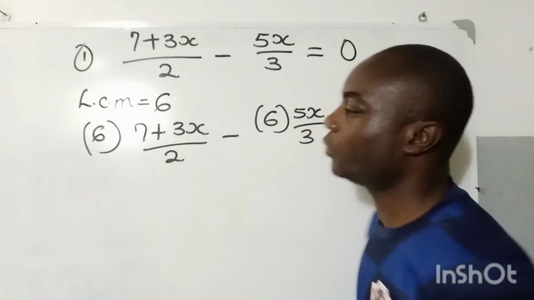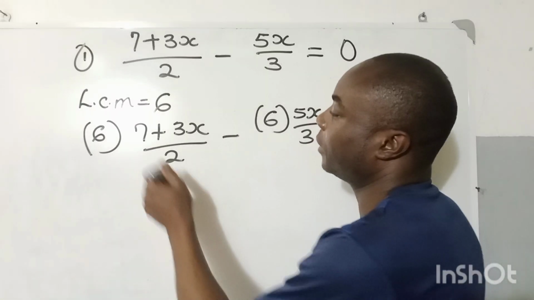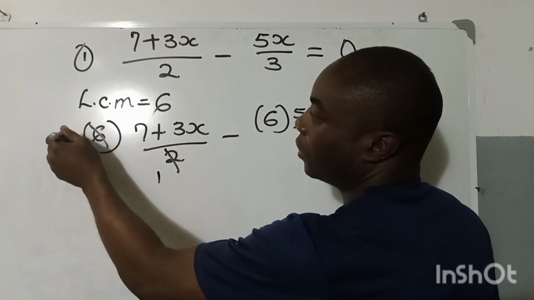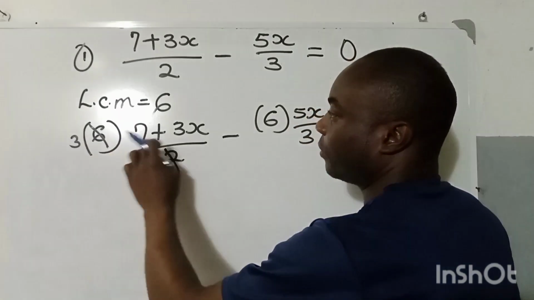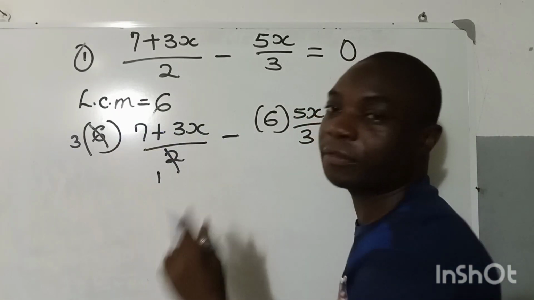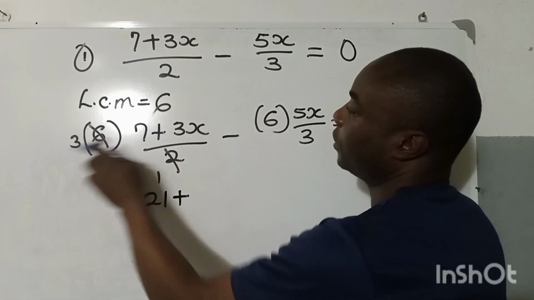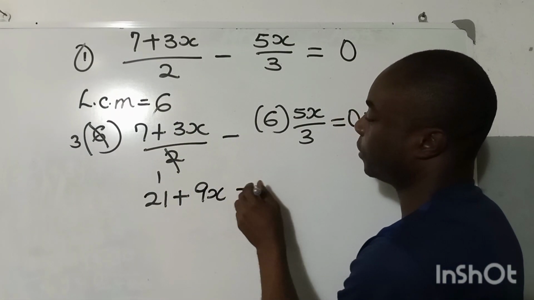So the next thing we now do is to reduce these expressions to make them simpler. So we'll say 2 divides itself once, and 6 divided by 2 is 3. So we now multiply these 3 by 7 plus 3x. 3 times 7 is 21. We'll bring down our plus. Then 3 times 3x, we have 9x. So we'll bring down our minus sign.